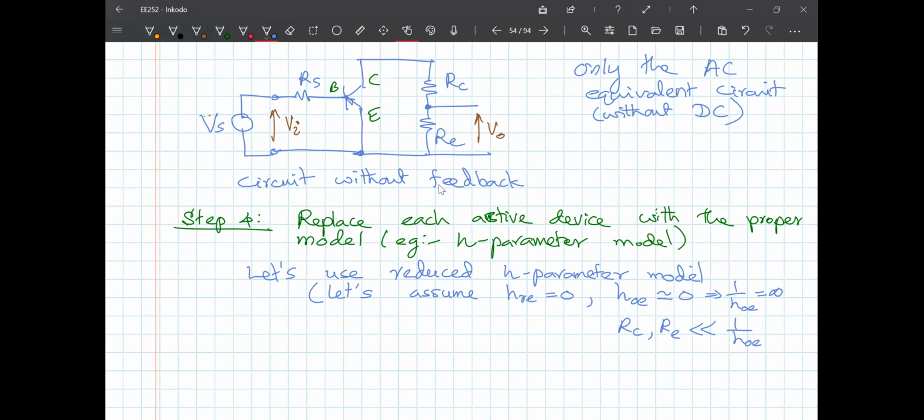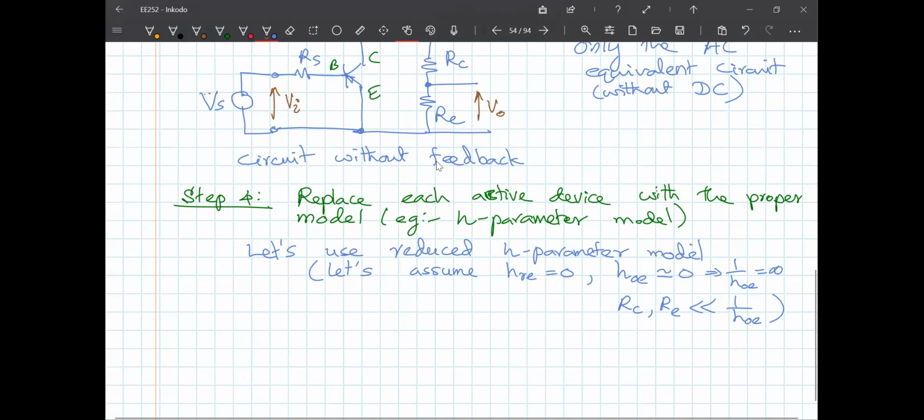So HOE, let's say, can be in 100 kilo ohms. RC and RE may be 1 kilo ohms, 100 ohms, things like that. At least 10 times or more smaller than that. So we assume this is the case to make our analysis easy, but it doesn't really matter. Even without making this assumption, we can go ahead, but to make things simpler, we'll use that.